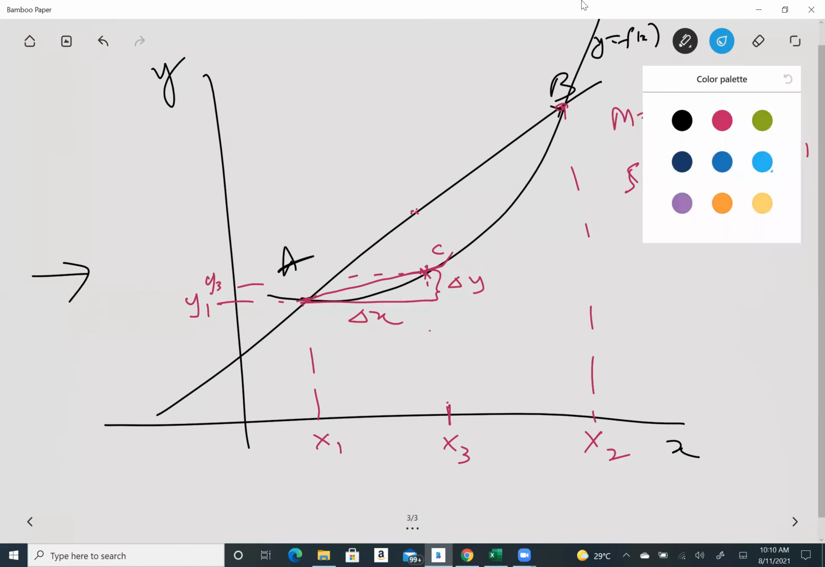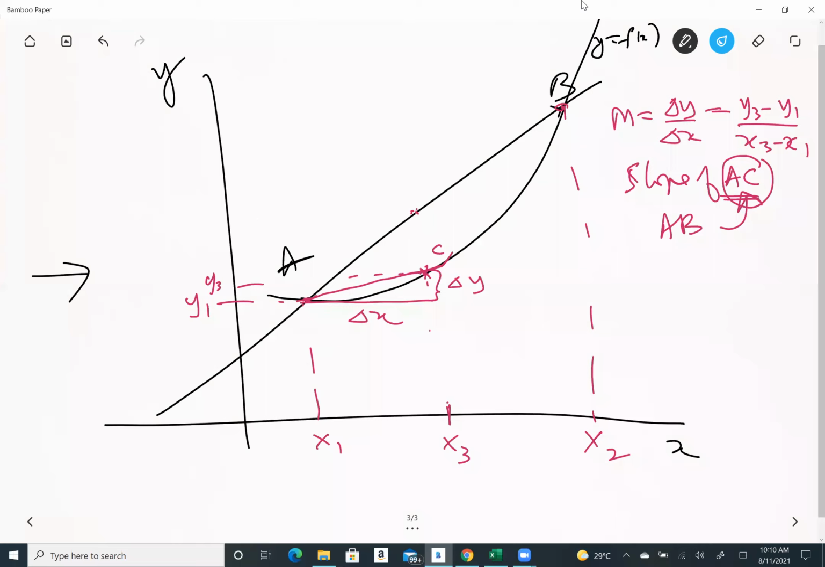Now, we make delta x even smaller. Let's say here, suppose this is x4. So now M is equal to delta y over delta x. We call it y4, somewhere here. So this is x4. So y4 minus y1 over x4 minus x1. That will be the slope of the straight line connecting those two points.